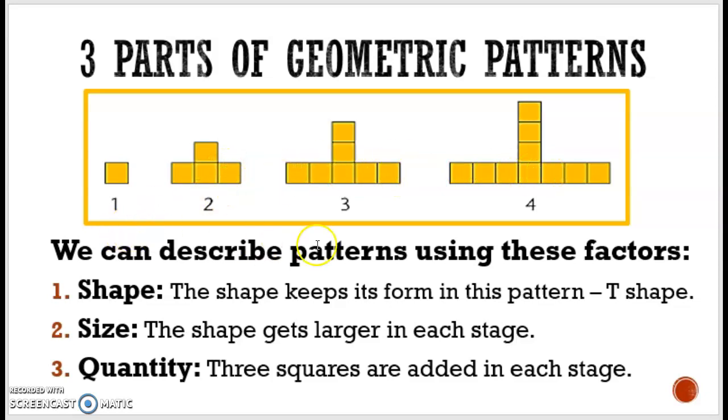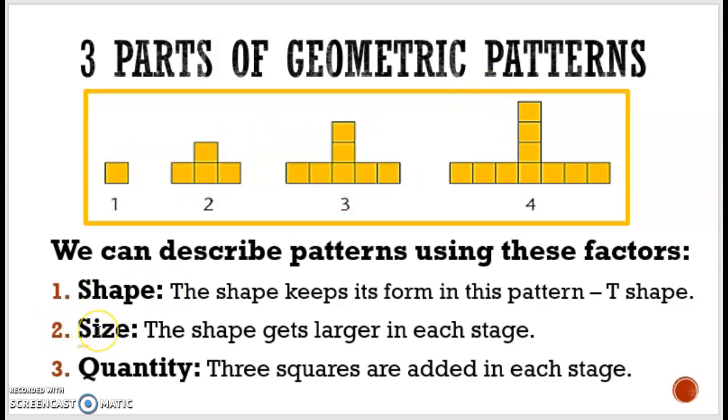We can describe a pattern using these factors. Factors are things that make a pattern unique. The first thing is its shape. The shape of this pattern keeps its form in the pattern. That means it keeps a T shape even though it's getting bigger.